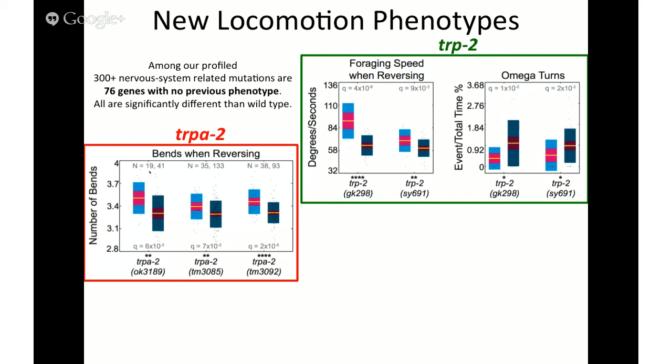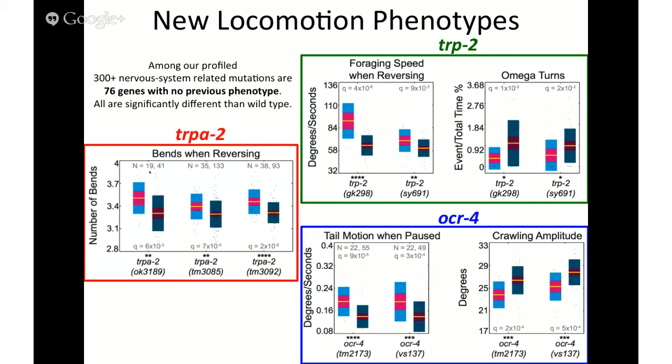In this case, these worms move their head faster when they're reversing, and they perform fewer omega turns than the wild type. And then finally, OCR4, which is also hypothesized, I think, to be a mechanosensory mutant based off of its genetics. I'm not entirely sure. I might be misspeaking here. But as far as I remember, it has no previous phenotype. And we find that there's a little bit more tail motion when it's paused, and its crawling amplitude is lesser than the wild type. So just to give you a sense of some of the stuff we're able to pull out and understand, now we have 76 genes which we have a better understanding of what they're likely to do, and we can form hypotheses and start to really explore the genetic pathway involved.